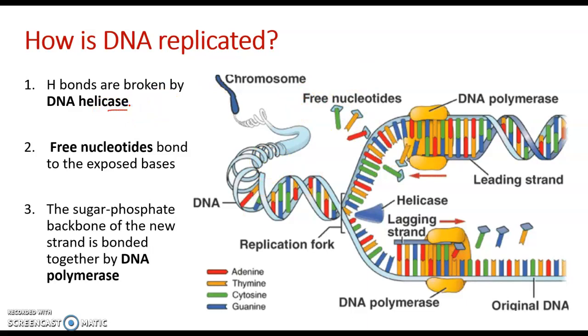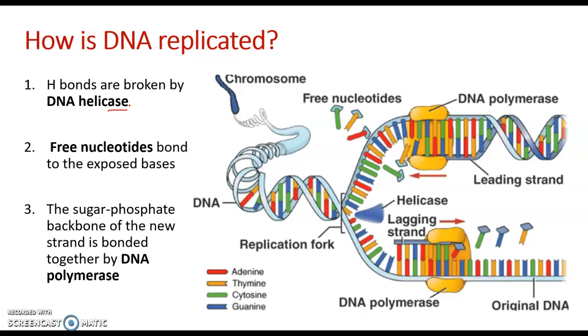And DNA helicase will arrive at one end of a double strand of DNA, and it's going to break the hydrogen bonds between the base pairs, which then separates the two strands of the double helix. DNA helicase travels along the length of the double strand and kind of unzips the two strands from one end to the other.